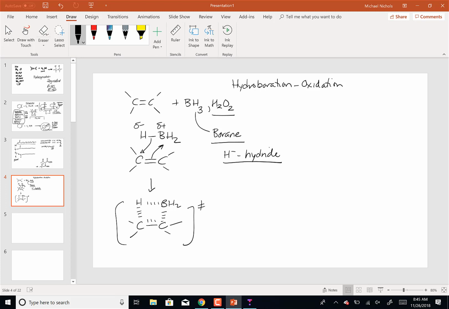Just like I saw before. So then I could say to you, well, how are the boron and the hydrogen going to add? Because it's now a square. They're going to add 100% cis.